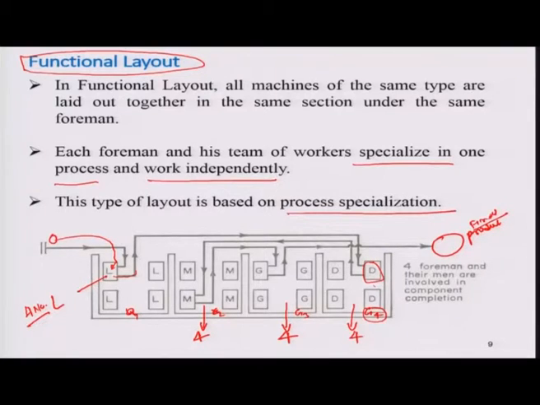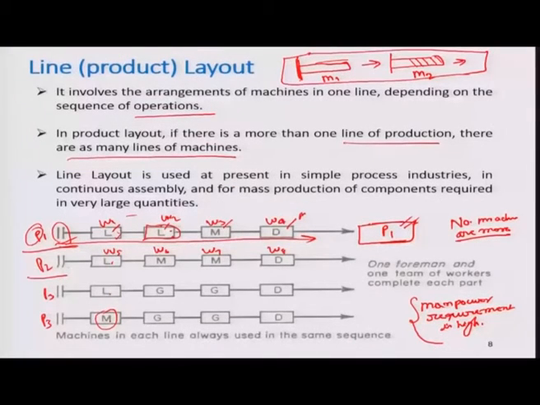Okay, so in this kind of layout there are 4 foremen and their men involved in component completion. In the previous layout, 4 foremen were required. In each production line there are 4 workers with 1 foreman, so the number of human beings was 4 plus 1 equal to 5, again 5 here.